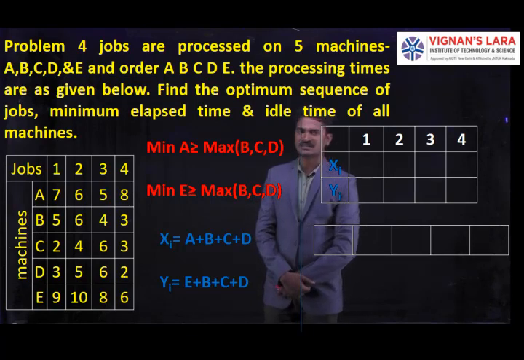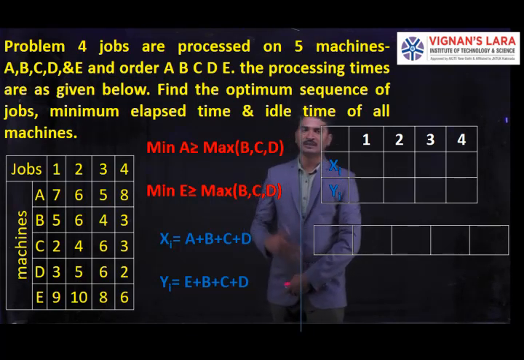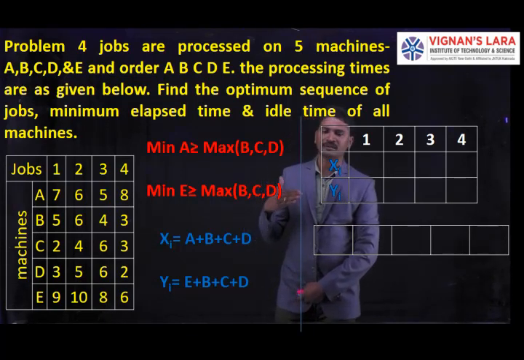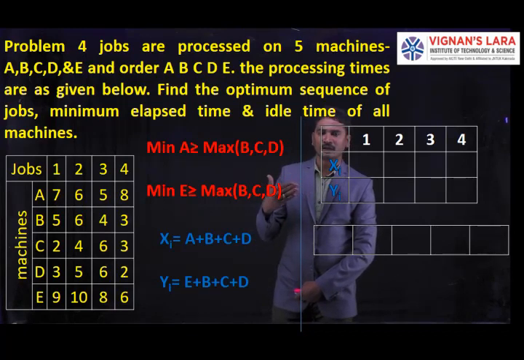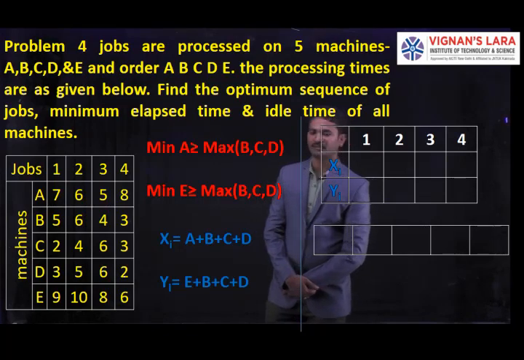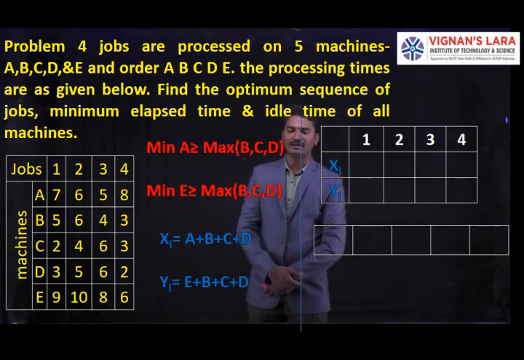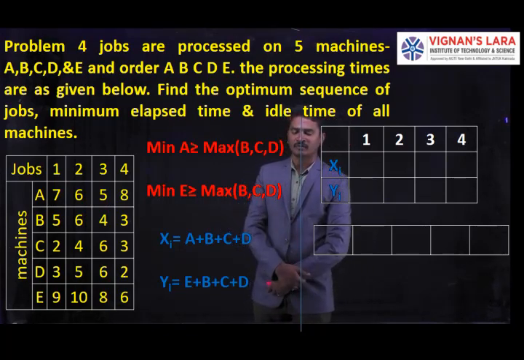If that is not satisfied, we go to the other formula: minimum of the last machine is greater than or equal to maximum of the remaining machines other than the first machine. We have to take that. After that we add the machine values.